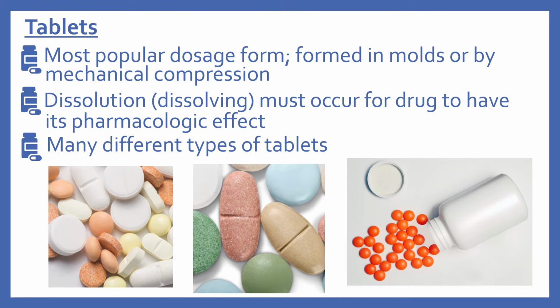Next we'll look at tablets. Tablets are the most popular dosage form. They're formed in molds or by mechanical compression. Dissolution, which just means dissolving, must occur for the drug to have its pharmacologic effect. And there are many different types of tablets, and we'll look at those in a little detail.